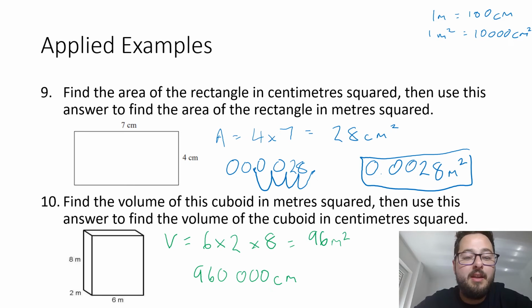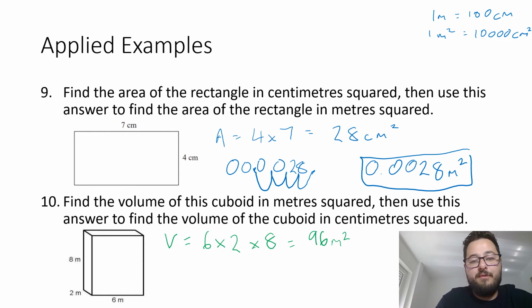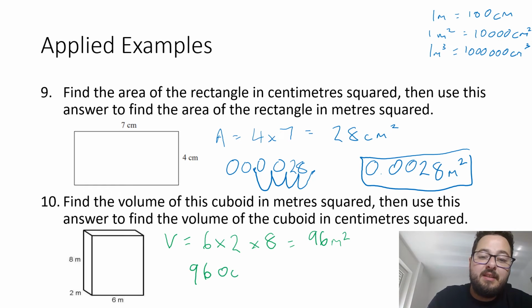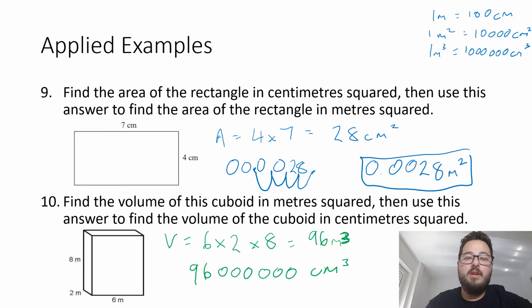Oh, well, what have I done here? I've done it in area instead of volume, so let's back up a little bit. So we're doing volume, so we need to use a third conversion. So 1 meter cubed is going to be 1 million centimeters cubed. All right, so I got a bit ahead of myself there. So we want to times this by a million then. So this is just going to be 96 million centimeters cubed, and that is cubed as well. Okay.